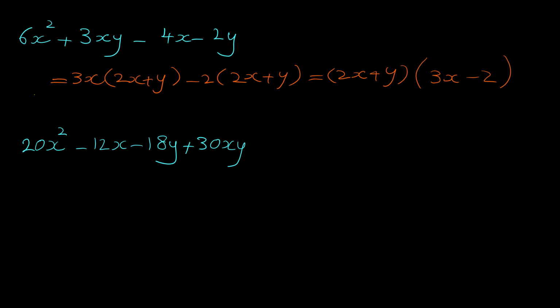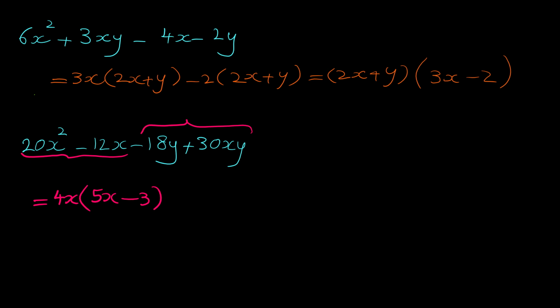Look at the next example. 20x squared minus 12x minus 18y plus 30xy. You can check that there is a relation between the coefficients. Let's start factoring. What is common between these two terms? 4x. If we factor 4x, then we have 5x minus 3.